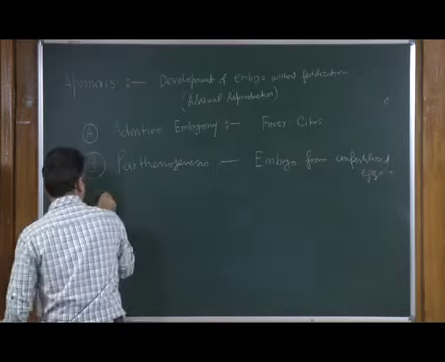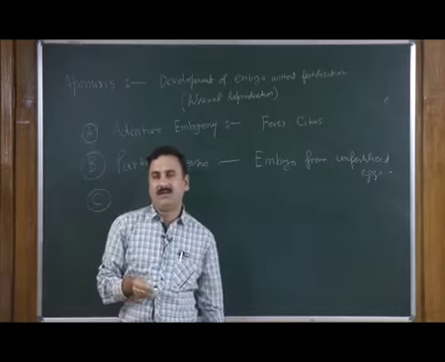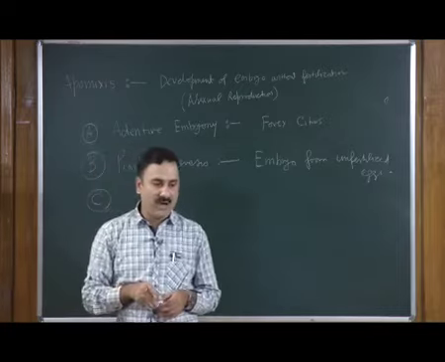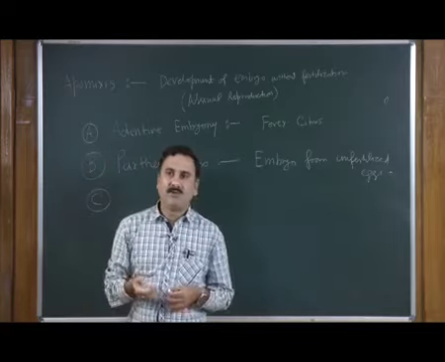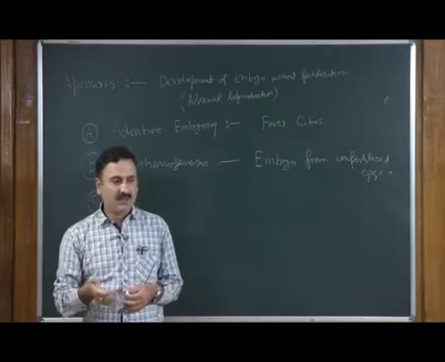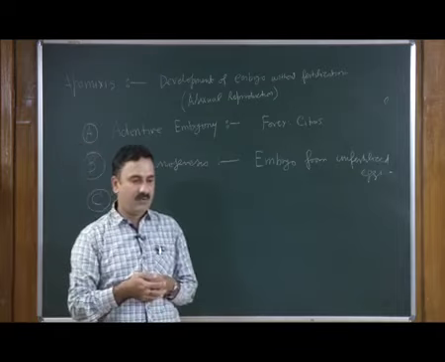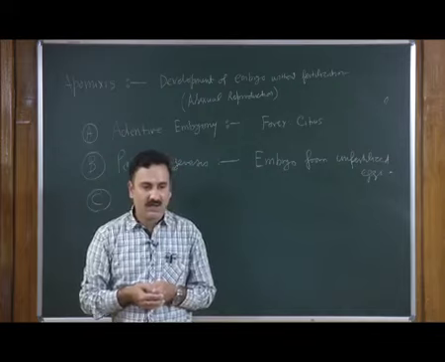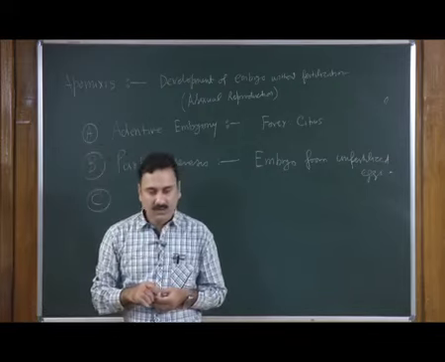Number C is called apospory or apogamy. In this case, the embryos are developed from any other cell present in the embryo sac, without fertilization.